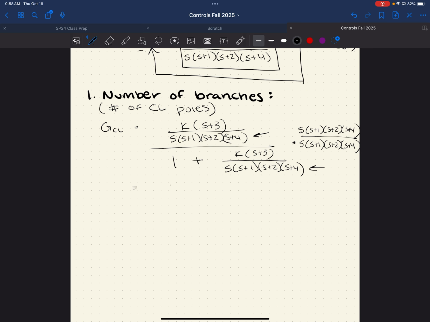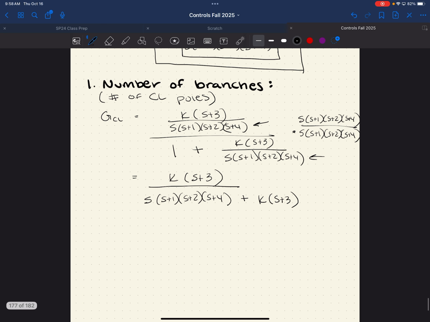This should give us k(s plus 3) over (s plus 1)(s plus 2)(s plus 4), plus k(s plus 3). Okay, so I'm not going to FOIL all this out, which would be a massive FOIL, but let's think about it. How many s's am I going to multiply by at the end here? What will be my highest power of s in this denominator? 4. Yeah, 4. So I have this times this times this times this. That's 4 s's that are going to get multiplied together.